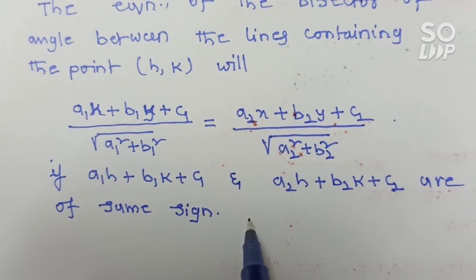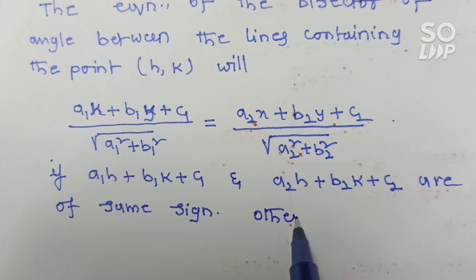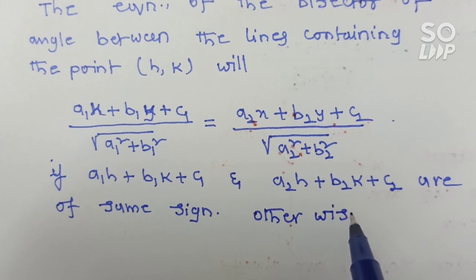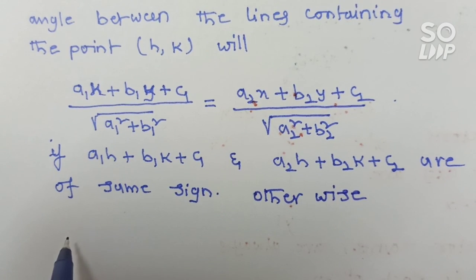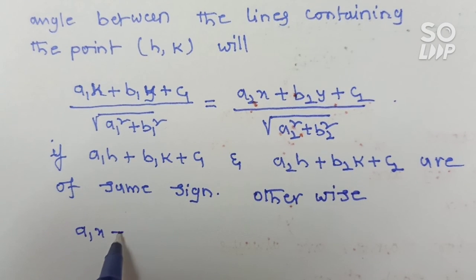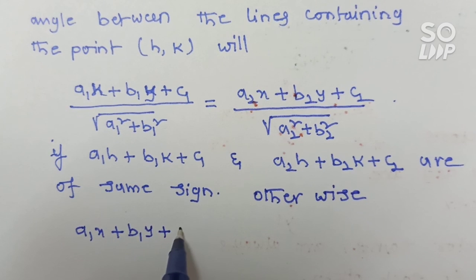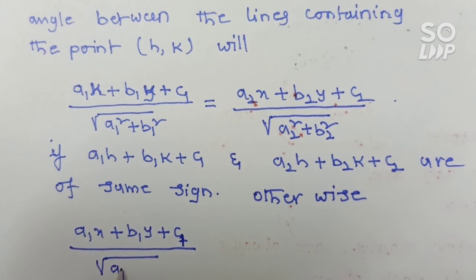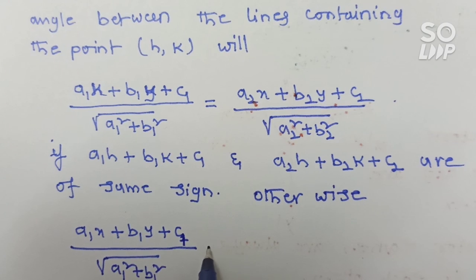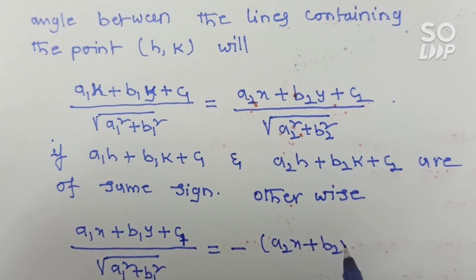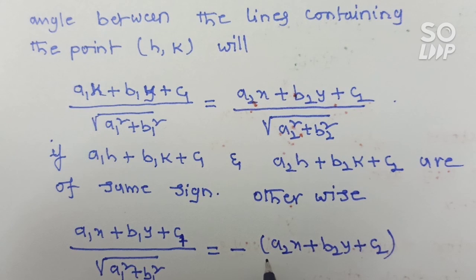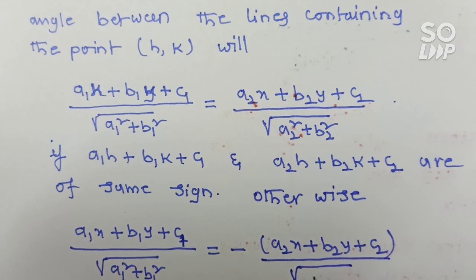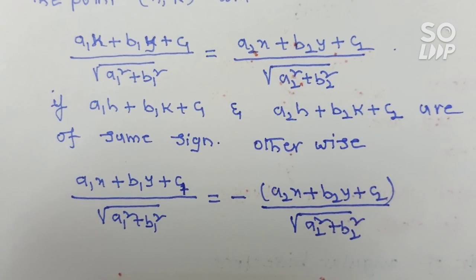Otherwise, if one is positive and the other is negative, then a1 x plus b1 y plus c1 whole divided by root of a1 square plus b1 square is equal to minus of a2 x plus b2 y plus c2 whole divided by root of a2 square plus b2 square. So this is the next case.